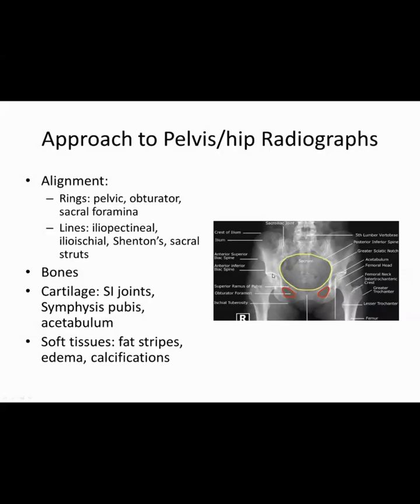And last, soft tissues and everything else. You can look for different fat stripes, which we'll talk about in a little bit, where you can have displacement of the fat stripes and what that means. You can look for any soft tissue masses, abnormal soft tissue edema, or calcifications.